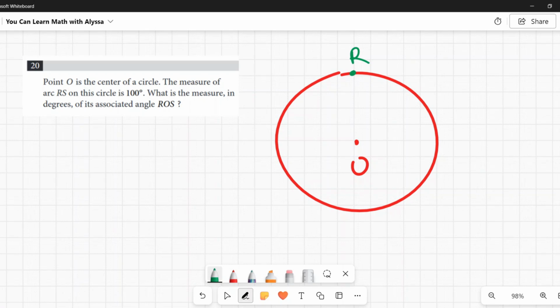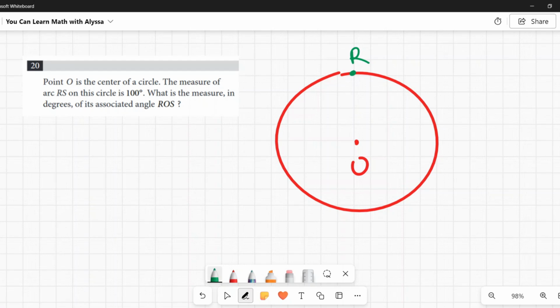Right, so if R is there and the arc on this circle is 100 degrees, arcs can be measured in degrees. I know some people have a real problem with this. I've gotten some comments with people telling me, you're so wrong, Mark. Arcs can't be measured in degrees. They can. I'm sorry. I'm not sure why it's such a thing, but it is. I've had this multiple times. Arcs can be measured in degrees.